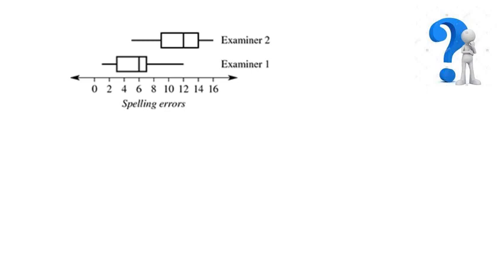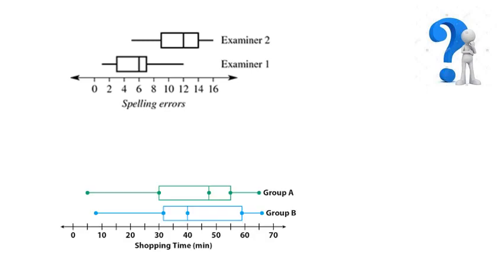And last two, so this one's looking at two different examiners picking up spelling errors on exams at the end of the year. So examiner 2 has a higher median and also has a higher maximum. So examiner 2's picked up more spelling errors than examiner 1. They've got a fairly similar range though. And this one's looking at group A and B shopping time. Same, they've got a fairly similar range, but group A has a higher median shopping time than group B.